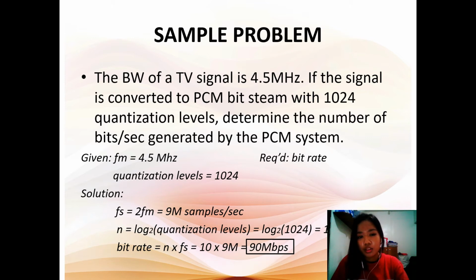And to get the n, or number of bits required to encode a sample, it is log 2 the quantization levels, and so we get 10. And with knowing the fs and n, we go back to its equation, which is n times fs. We get 10 times 9 mega, and it is equal to 90 mega bps.